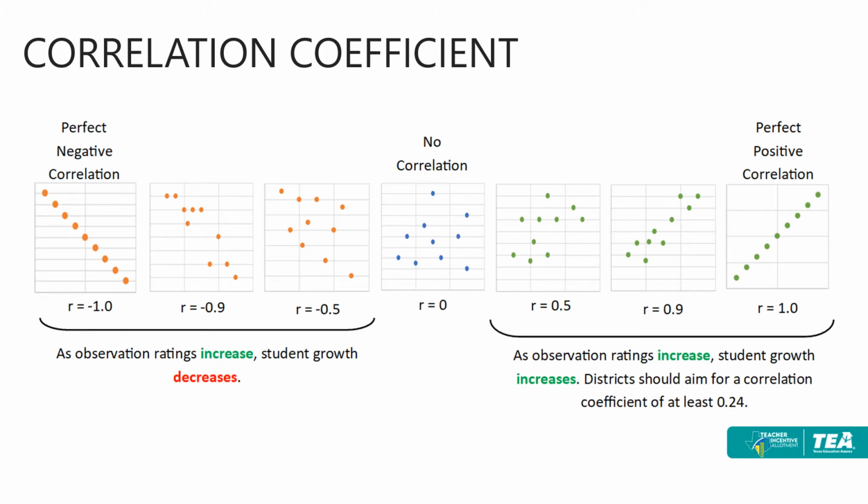In this case, the relationship between teacher observation ratings and student growth ratings. A perfect positive correlation has a correlation coefficient of 1. A perfect negative correlation has a correlation coefficient of -1. Because many other factors also impact student growth, for example, student mobility, districts should aim for a correlation coefficient of at least 0.24, which represents a moderate positive correlation.